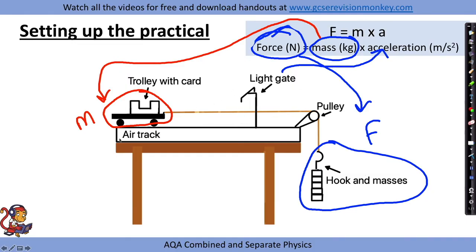Now you'll notice I've put the trolley here on an air track. You might not have that in the exam, they might just be talking about it on a table. However, the air track is really good because it reduces friction. So if they don't use an air track, you could talk about this as an improvement to the method.